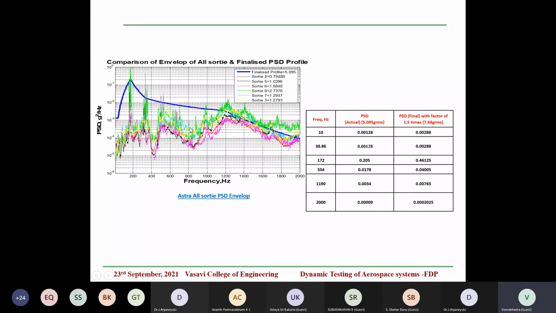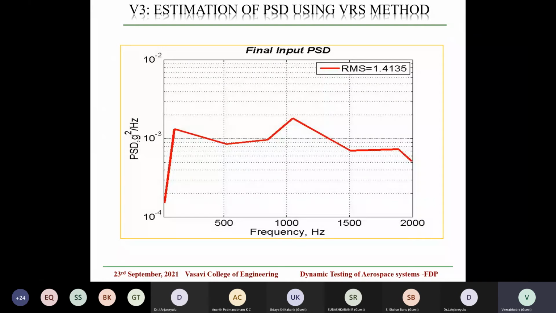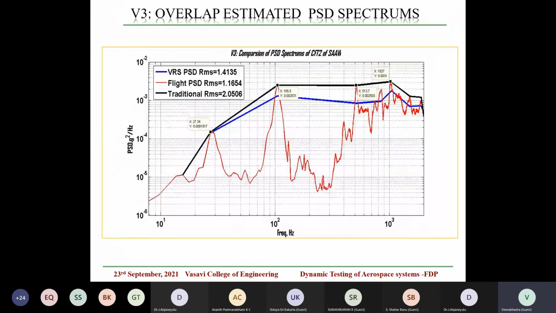Just to show how they compare if you use VRS versus the traditional method, I'm showing here a typical measured spectrum. The traditional method will envelop all peaks only, but VRS will envelop at some points. VRS is more appropriate, and it is not over testing or under testing. This method should be used for all flight systems.